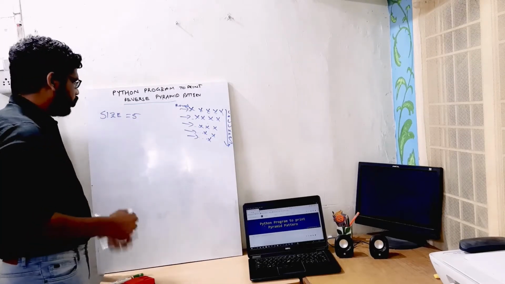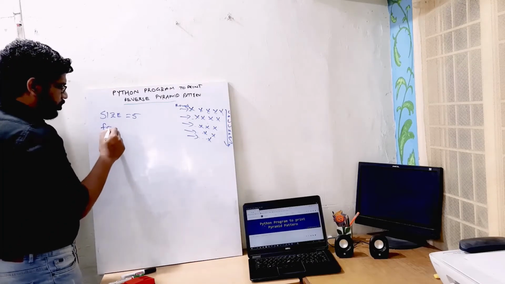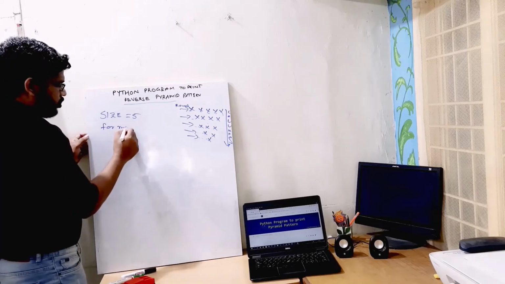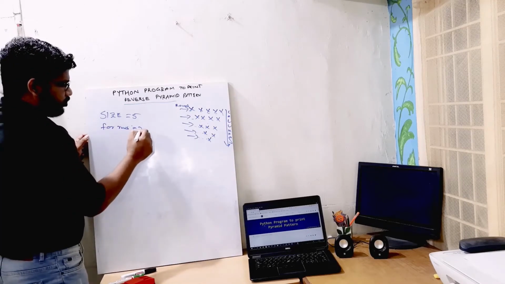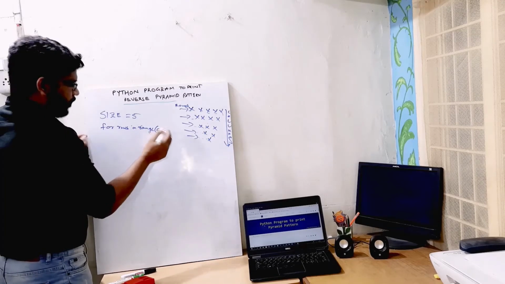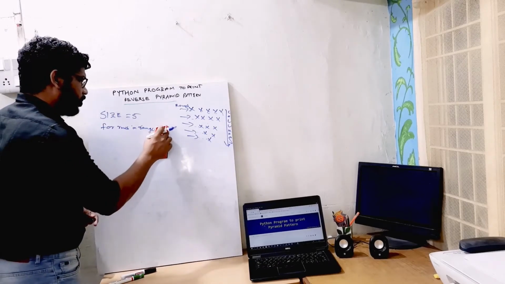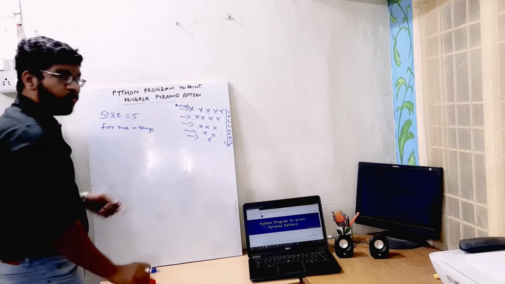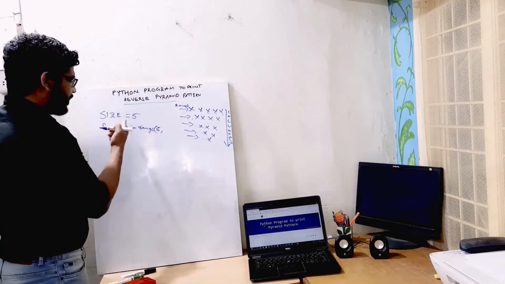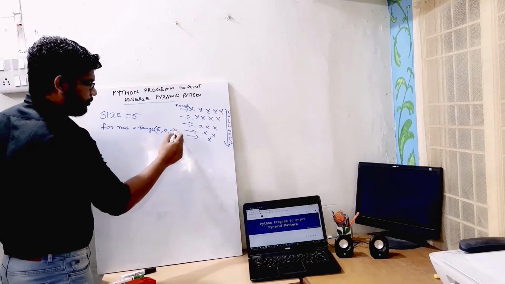So let me write the loop for it. First I'll write a for loop. For rows in range, we have to loop this in reverse. Instead of writing 0 to 5, we have to write 5 to 1. So 5 to 0 and -1, and you can also write size here.